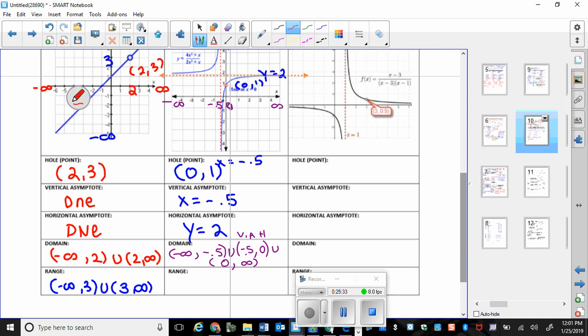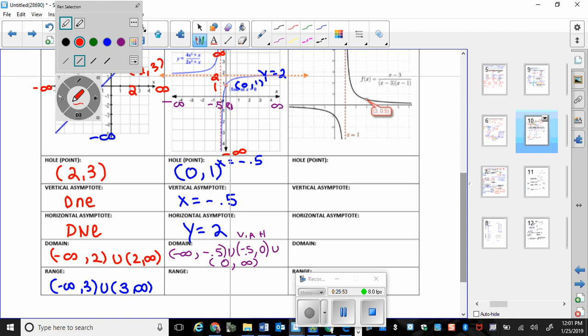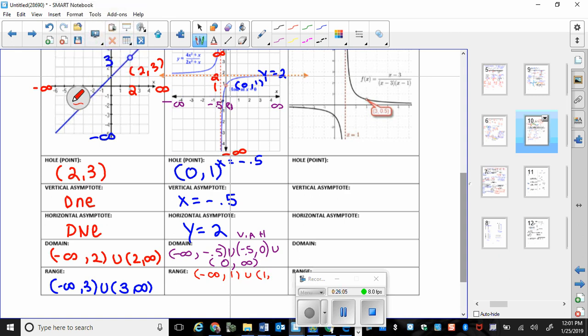For your y values, for your range, we start coming from negative infinity, we go up to 1, and then we go from 1 to 2, and then we continue on to positive infinity. So we have 3 breaks there too. So we start here at negative infinity, stop at 1, from 1 to 2, and then from 2 to positive infinity. So maybe it'll be a little easier as we do the next one.